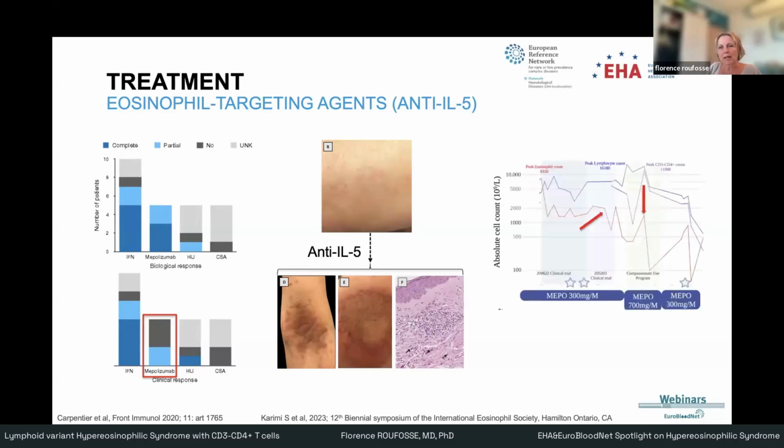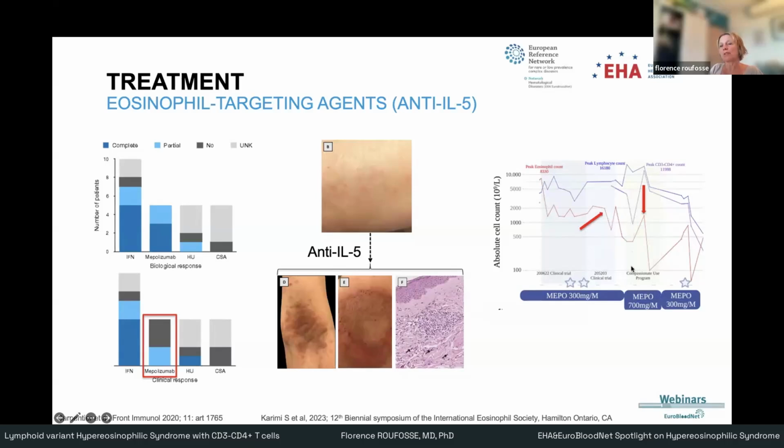And I'm not going to go into a great level of detail for want of time here, but I just want to show you the mepolizumab duration of treatment in this patient. You can see that when she was receiving mepolizumab at the dose of 300 milligrams daily, her eosinophil counts were still really, really high, between 1,000 and 2,000 eosinophils per microliter. And she required an increase of her mepolizumab dosing to 700 milligrams IV to finally see her eosinophil counts going down. Unfortunately, when we decreased the corticosteroids that we had to increase because of her cutaneous manifestations, you can see that the eosinophil counts went back up.